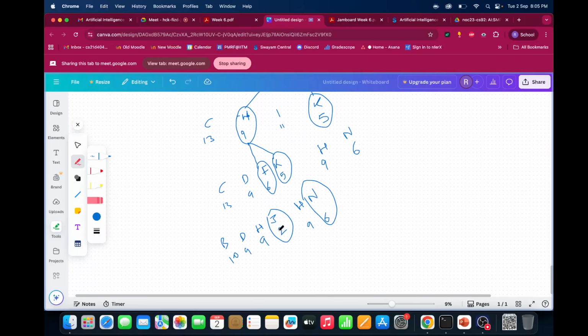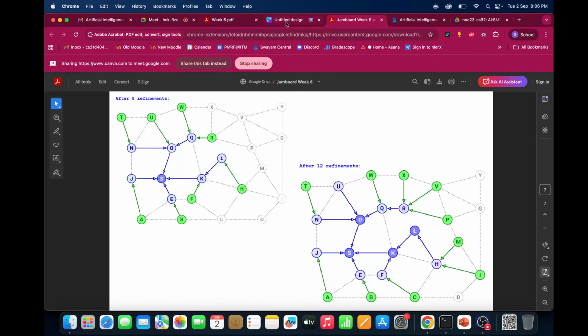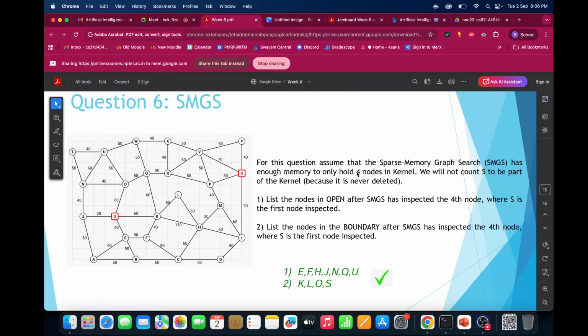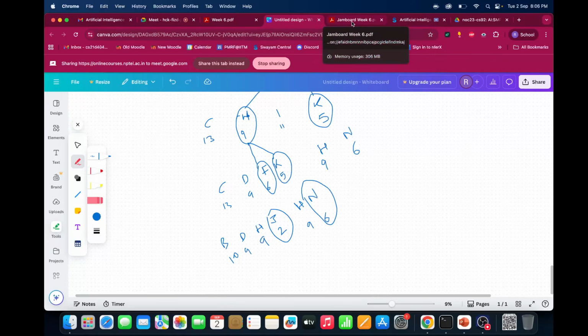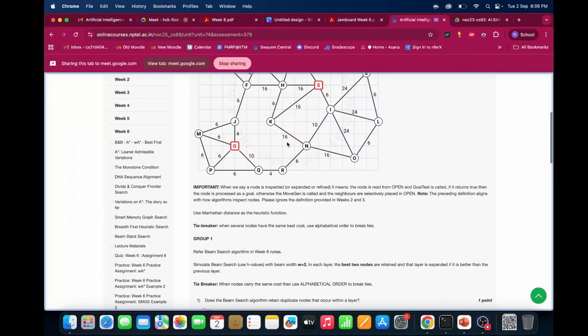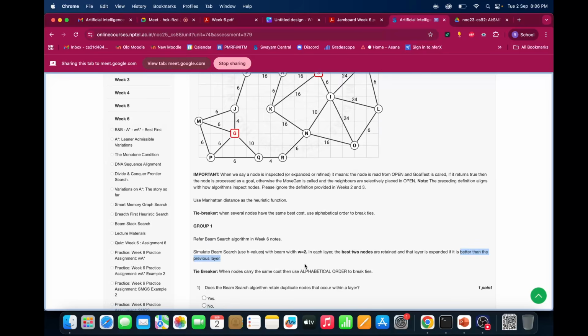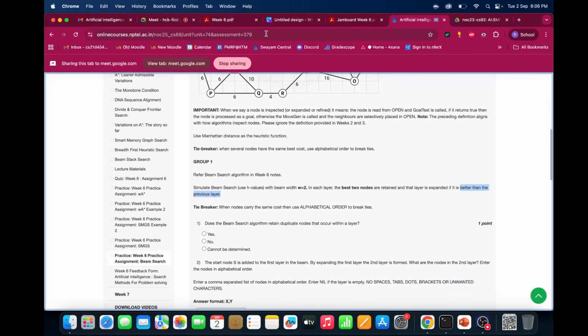So I think we need to check what is exactly the termination condition of beam search. That will clarify the doubt. Do you remember which week had the pseudocode for beam search? Or is it specified anywhere in this question? No, the termination is not specified here. In each layer, the best 2 nodes are retained and that layer is expanded if it is better than the previous layer. So here the doubt is, what do they mean by better? Is it better with respect to only one member of the beam or both members of the beam? That is the doubt I think that is being faced, right?